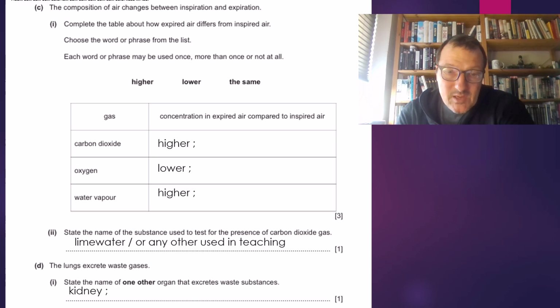State the name of the substance used to test the presence of CO2. The syllabus uses lime water, but if you were taught any other CO2 indicator, that will also give you the point. And the kidneys are the other organ that excretes waste.